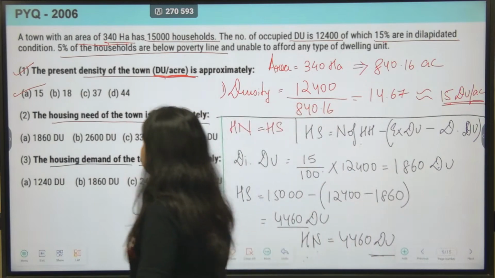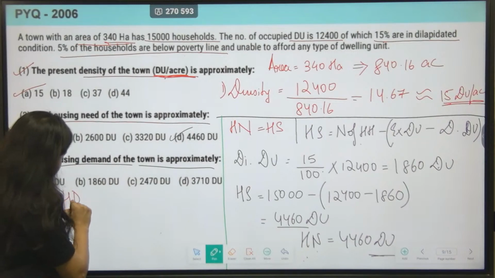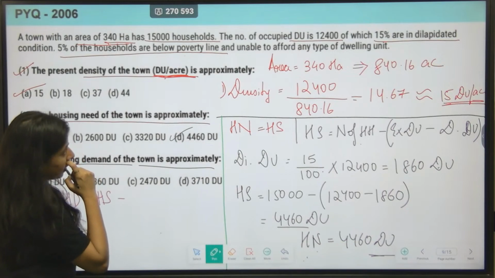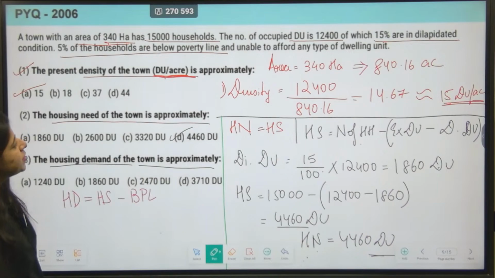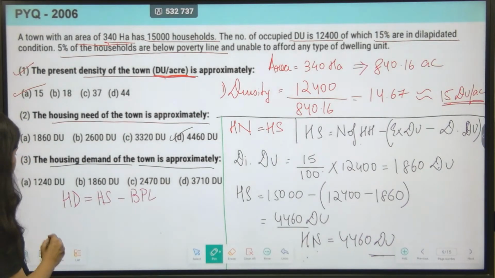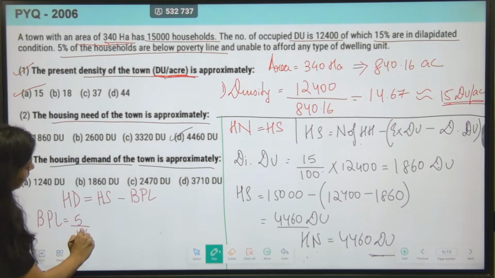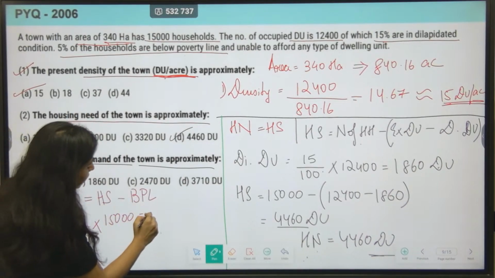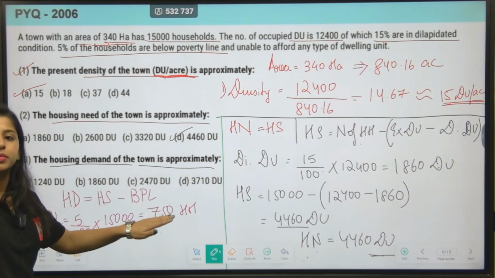What is the housing demand? What was the formula for housing demand? Housing demand is nothing but housing shortage minus BPL population, so I'm writing BPL population. Now what is the BPL population? They have given us that 5% of the households are the BPL population. So 5 by 100 of the households. What is households? 15,000. So that will amount to something like 750 households. So basically 750 households are below poverty line.